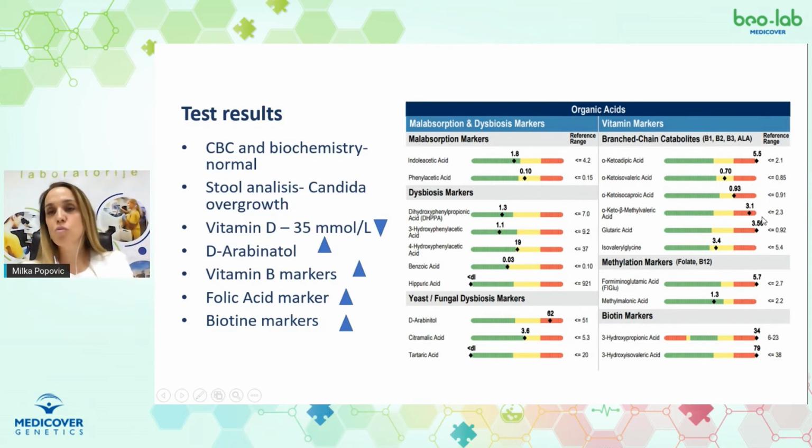Definitely when we see this, even by glancing at it, we can see that the B vitamins are quite problematic here, as well as methylation markers such as formiminoglutamic acid and methylmalonic acid. The folinic acid, the folic acid here was quite elevated, and then biotin markers here were quite elevated, which show that there is a need for supplementation.